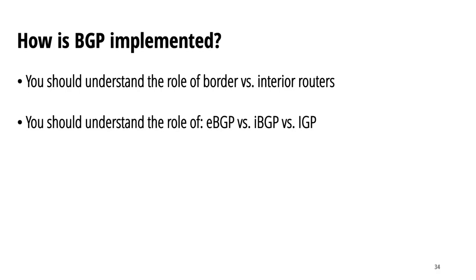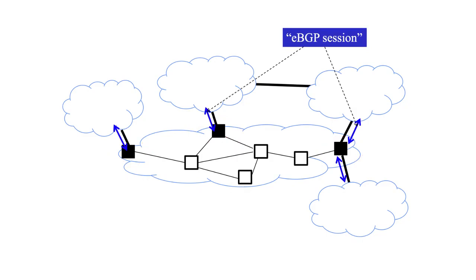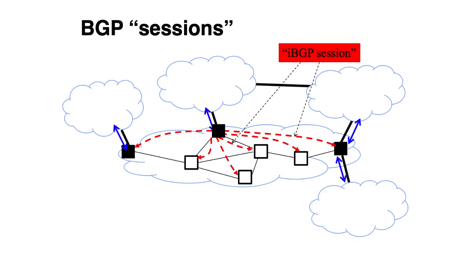You should understand the role of border versus interior routers, and you should also understand the role of eBGP versus iBGP versus IGP. So we had this picture that looked like this, where we had border routers, or routers that connect to a router in a different AS. Interior routers, all their neighbors are within the same AS. Border routers will have these eBGP sessions with routers in other domains, and they will also have iBGP sessions with interior routers, and all routers within an AS.